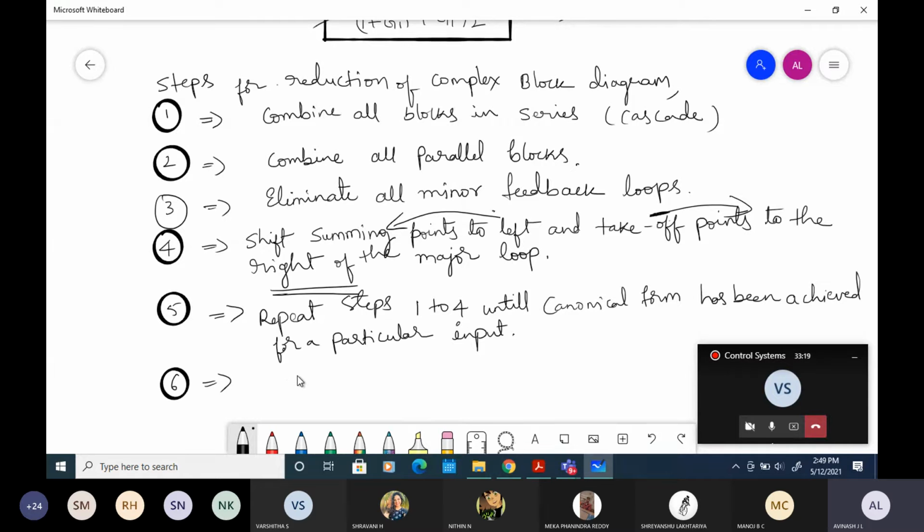The last step, if you are saying, repeat steps 1 to 5 for each input as required. Okay, so now we have to repeat steps 1 to 5 for each input as required.